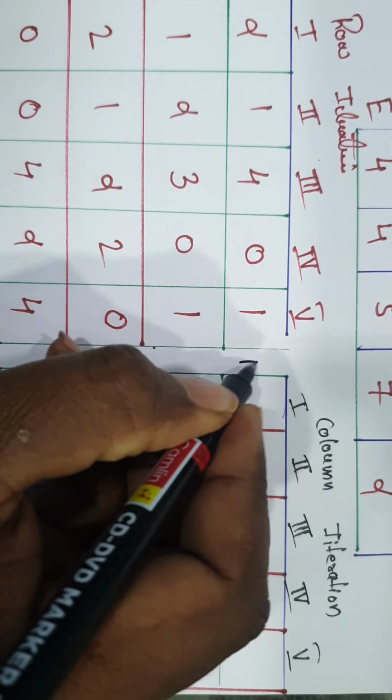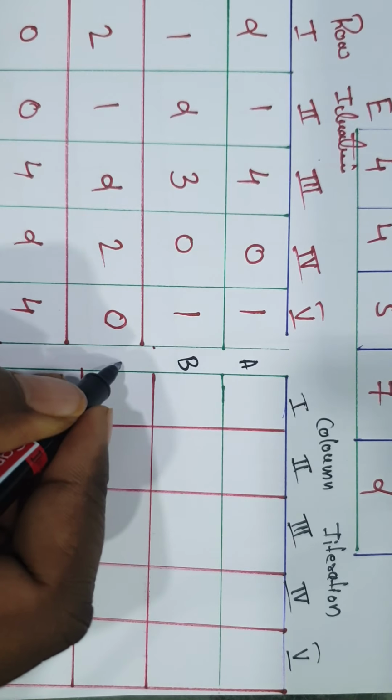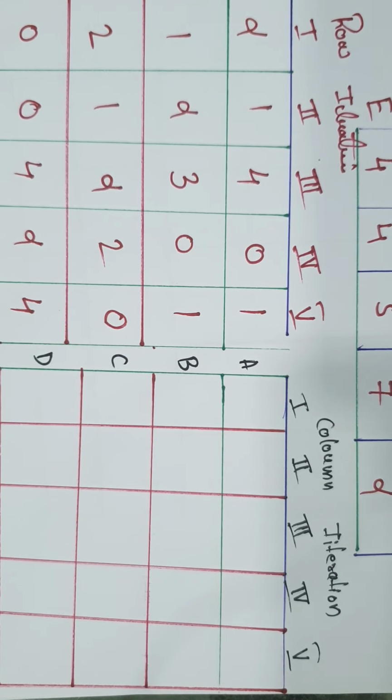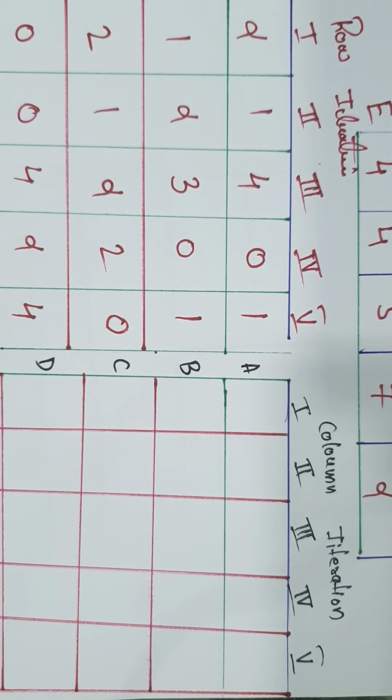And here you can write A, B, C, D, and E for the rows. 1, 2, 3, 4, 5, A, B, C, D, E. Now, what you have to do? In a column, you have to search for which one is the least.